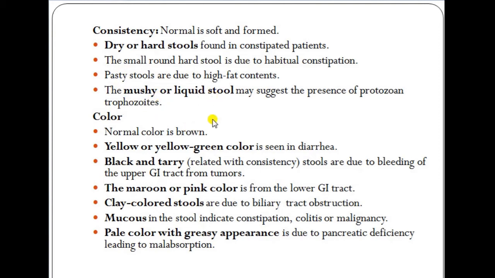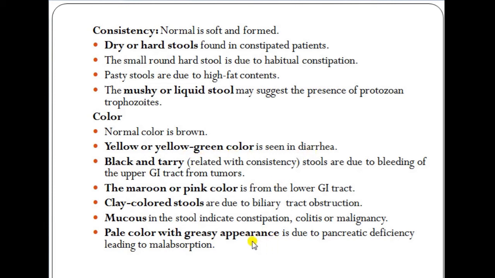The mushy or liquid stool may be due to the presence of protozoan or trophozoites. The second parameter is color. The color of the stool also varies with the infection. The normal color of stool is brown, which is due to the presence of stercobilinogens. If the stool is yellow or yellow green in color, it may be due to diarrhea.